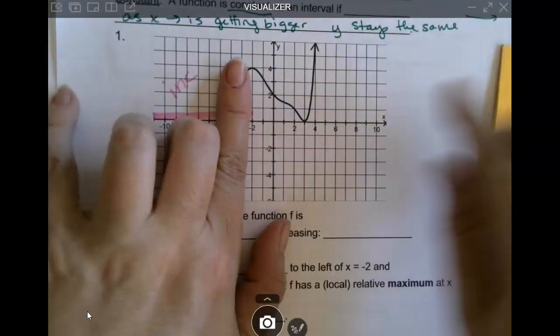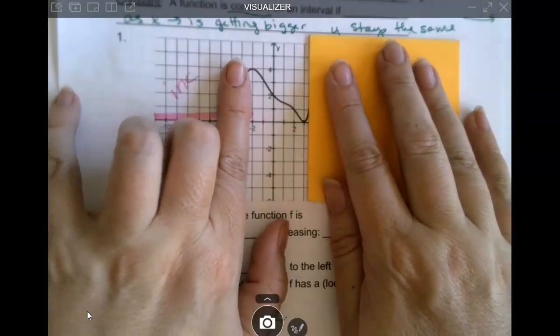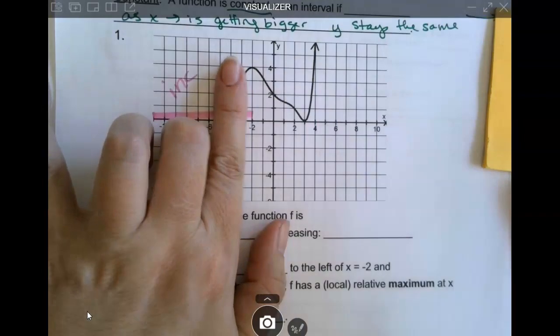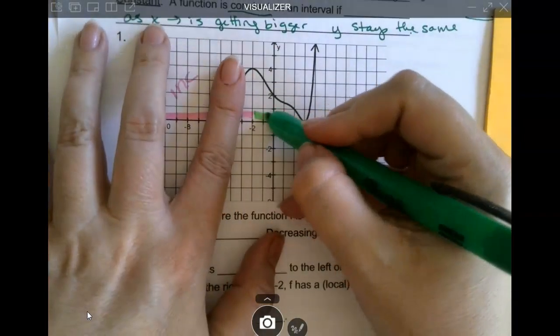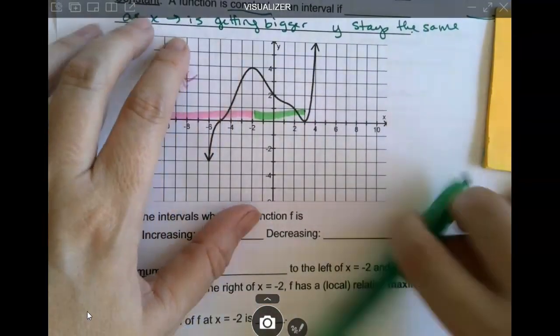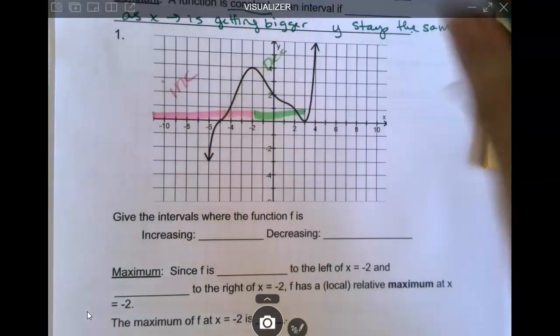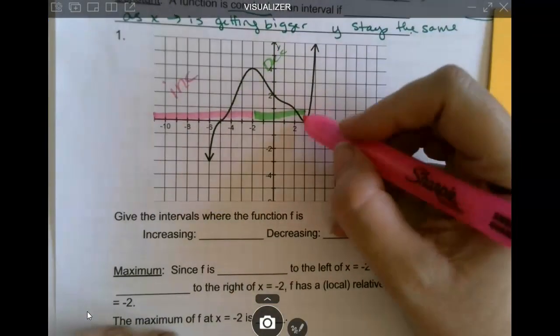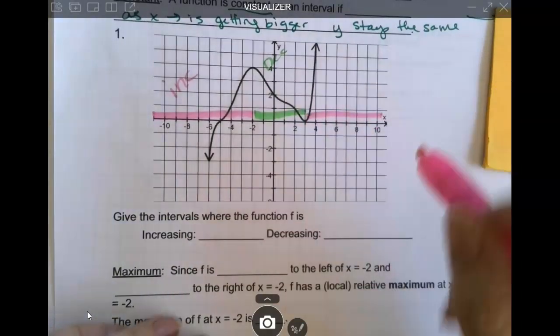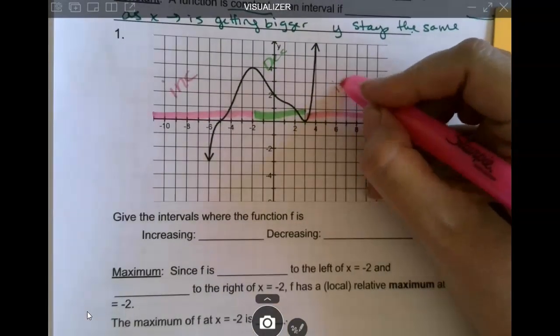Then this middle part from here to here is going downhill. So I'm going to do a different color there for that. This part starting here and going to here, downhill. So this part is decreasing. And then this last part is going up again. It goes up very high. So this part over here is again increasing.